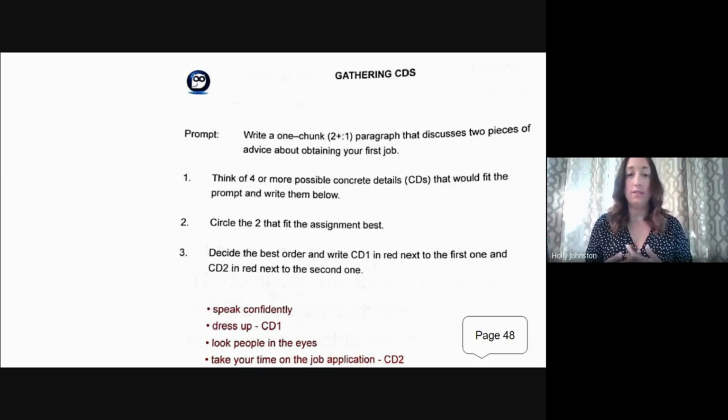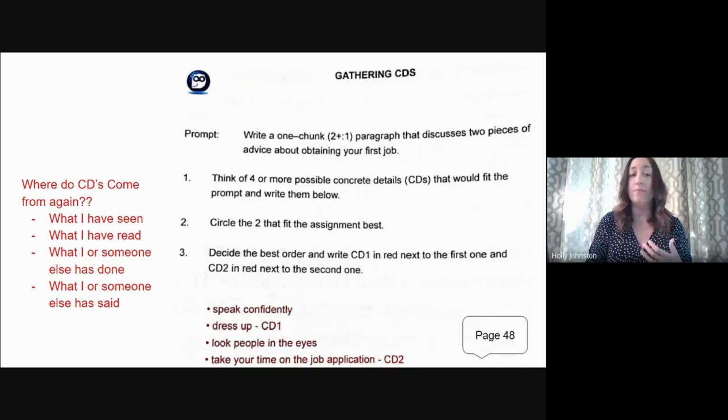So you'll notice that it's right there written out for you, right? A 1 chunk, 2 plus to 1 paragraph that discusses 2 pieces of advice about obtaining your first job. You could, with your students, go back and analyze the prompt again and underline in red 2 pieces of advice so that they know that's what you're doing in your gathering CDs. So our first step is to think of 4 or more possible concrete details that would fit the prompt and write them below. Remember that CDs come from 4 places: what I have seen, what I have read, what I or someone else has done, and what I or someone else has said.